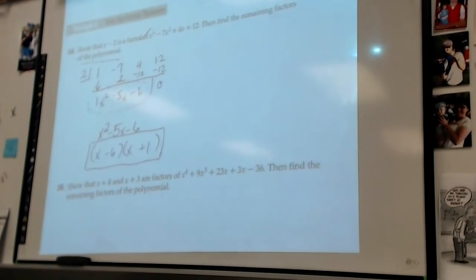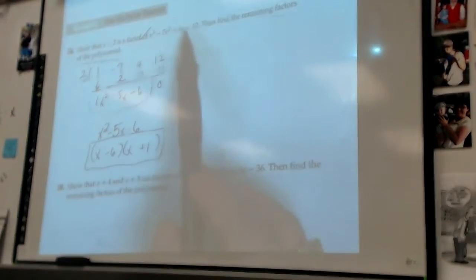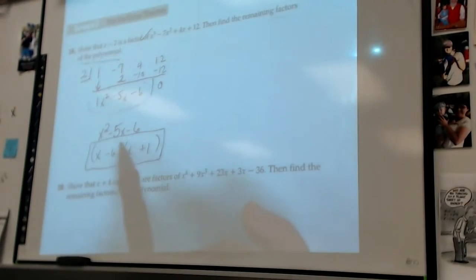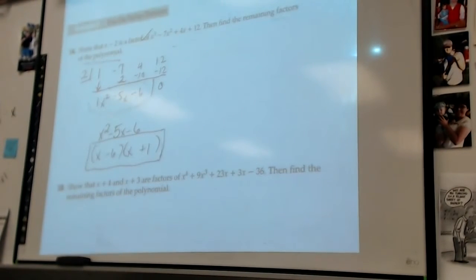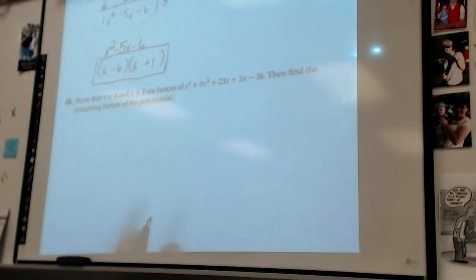So this original polynomial has 3 factors. It has x minus 2, x minus 6, x plus 1. So if you took those 3 and multiplied them all back together using distributive property, you would end up with this. All right, 3b. Show that x plus 4 and x plus 3 are factors of that polynomial. Then find the remaining factors of the polynomial.